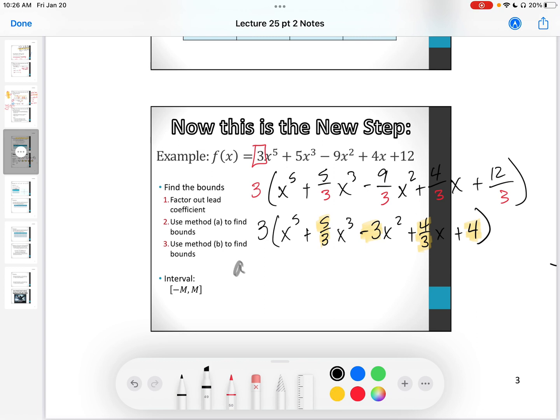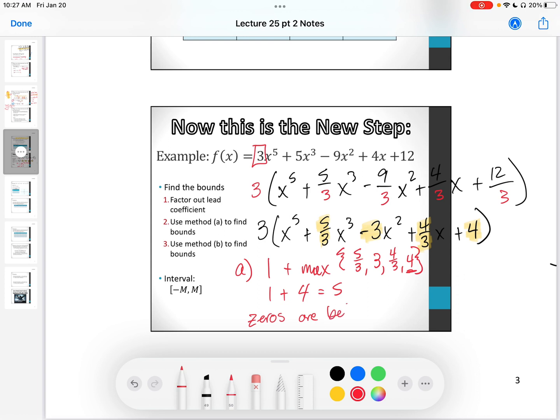If I'm going to use the A method, my A method in red, I'm going to do 1 plus the maximum of the absolute value of all of these. So it's 5/3, a positive 3 now, 4/3, and 4. What's the biggest number between all of those there? Well, that would be 1 plus 4, the biggest number, which equals 5. So this means that our zeros have to be between -5 and 5.